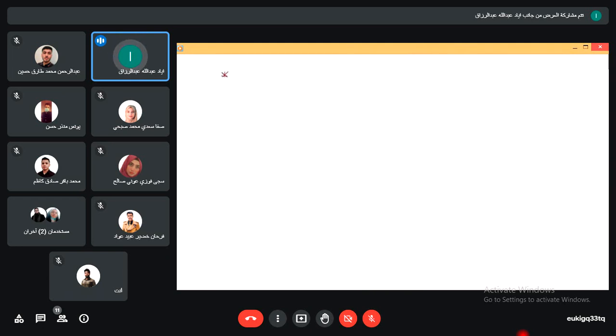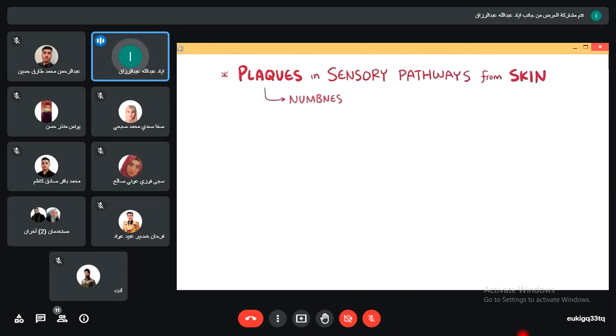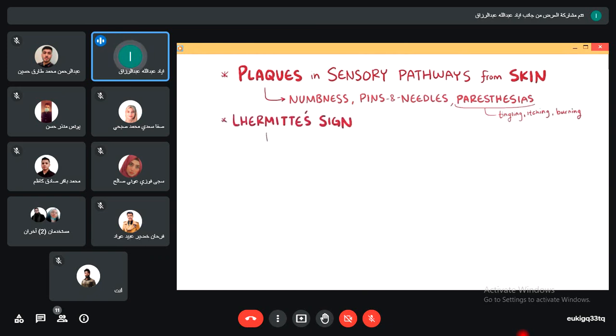In addition, plaques in the sensory pathways can affect inbound signals, like sensations from the skin, which causes symptoms like numbness, pins and needles, and paresthesias, which are often a tingling feeling, but might also be a painful itching or burning sensation. Occasionally, there can be very specific sensory symptoms, like Lhermitte's sign, which is when an electric shock runs down the back and radiates to the limbs when a person bends their neck forward.